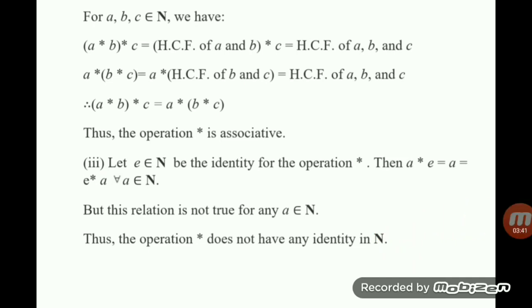Because, let me give you an example. Suppose in the natural numbers, you know, 1 is the multiplicative identity. Suppose you take the HCF of 3 and 1. It will be 1. 2 and 1. It will be 1, not 2 or not 3.